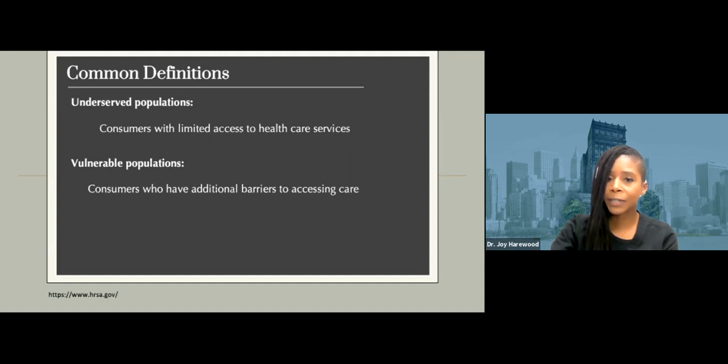Moving on to our next set of definitions, we have underserved populations. These are consumers with limited access to healthcare services. And then finally, vulnerable populations. These are consumers who have additional barriers to accessing care. It's possible that you can live in an area that is well served, where you have access to care, but you are a vulnerable population. Examples of that would be those who are elderly, those who have identified physical disabilities, those with cognitive disabilities, residents of assisted living or nursing home facilities, and undocumented workers would also fit within this designation.